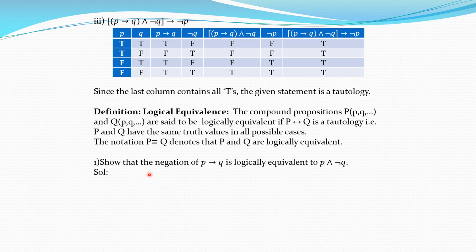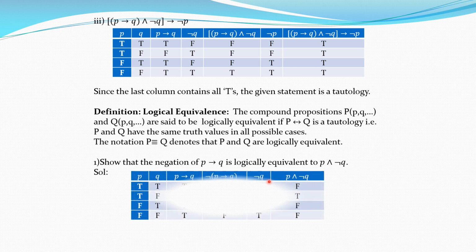Now, here the question is, show that the negation of P implication Q is logically equivalent to P and negation Q. So one statement is negation of P implication Q, another is P and negation Q. We prepare the truth table in which one column is for this part and one column is for that part. If the truth values in both columns are the same, that means both columns are identical, then definitely in the bi-implication we get all true values. It means it is a tautology, and so we can say that these two are logically equivalent.